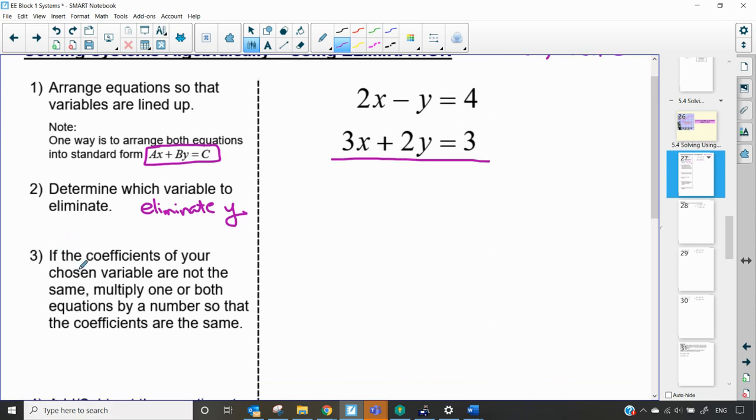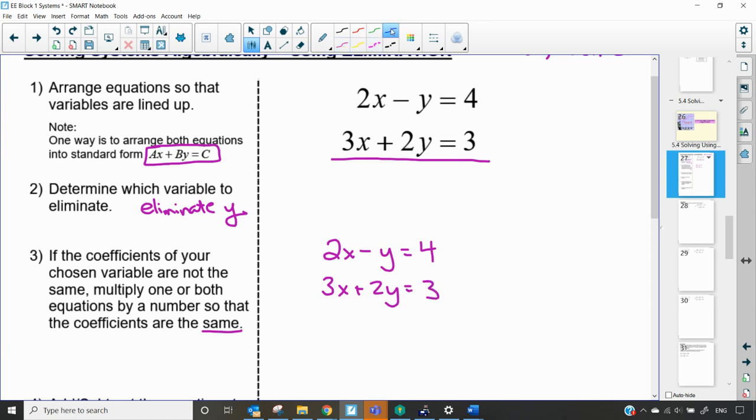If the coefficients of the chosen variable are not the same, we have to multiply one or both equations by a number so that the coefficients are the same. I've decided I want to get rid of y. I have a negative 1y and a 2y, and I want to make my coefficients the same. I'm not worried about the sign, just the number. So I've got my equation here, 2x minus y equals 4, and I have 3x plus 2y equals 3.